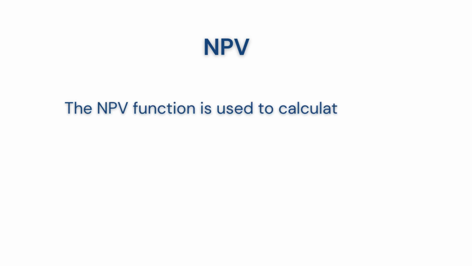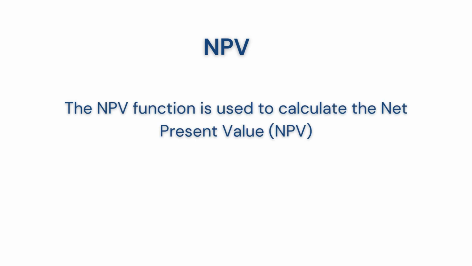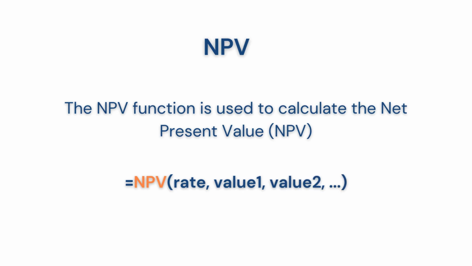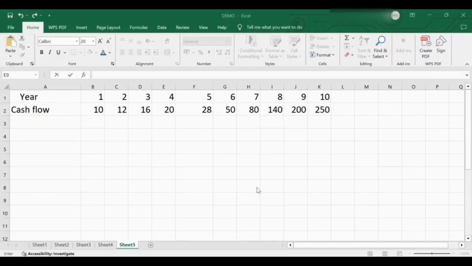Then we have the NPV function, which is used to calculate the net present value. And the syntax for that is equals NPV of rate, value 1, value 2 and more. Let's consider the simple data in which we have year and cash flow with respective year. For calculation reference, let's add discount rate here and let's take it as 10%, and here NPV.